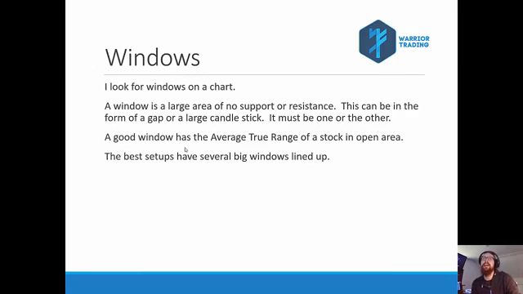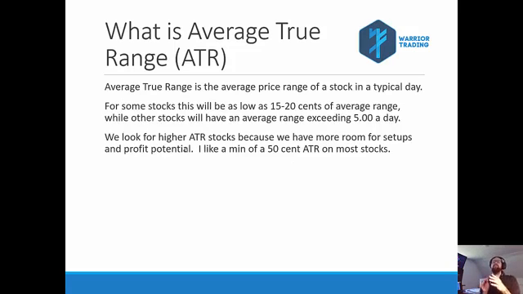The best setups have several windows lined up. And a good window has the average true range of a stock inside the open area. Okay, now this is pretty important. The average true range of the stock. That's the average price range on a single day.